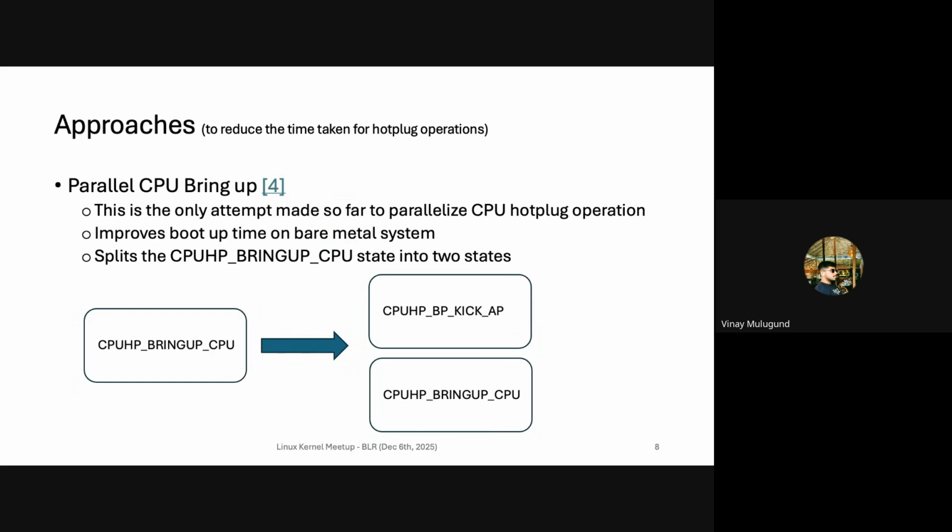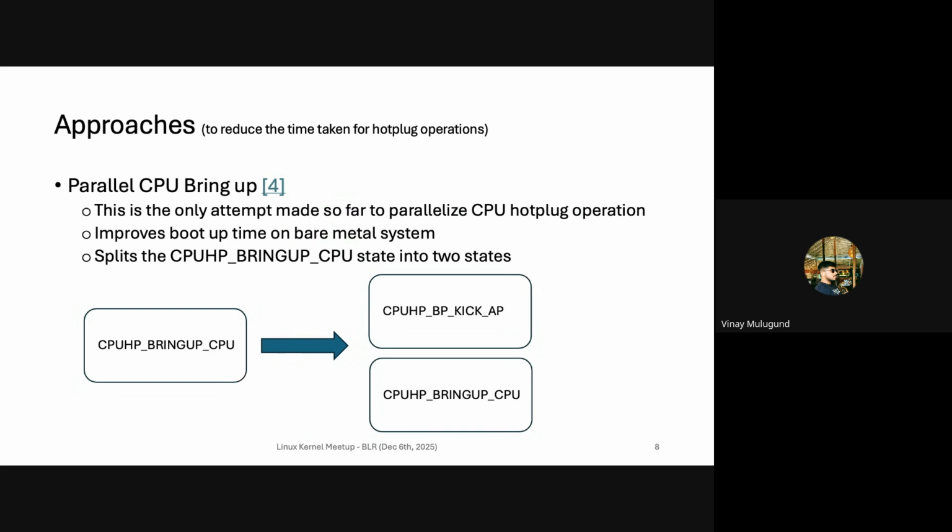Okay, I'll add just one more point. The task of moving from an unordered way of invoking these callbacks to implementing a state machine brought us one step forward to parallelizing the CPU hotplug operation. That state machine can now be extended, but there are some intricacies that need to be taken care of, so it brings us one step closer.